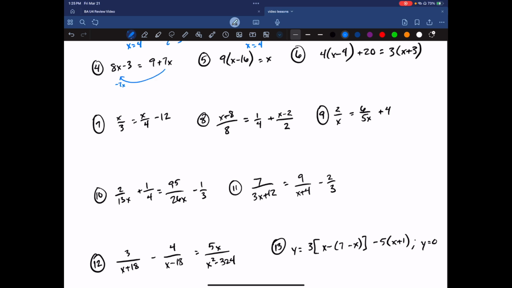So it's going to be -7x. Okay, so that's going to get rid of that. And that's going to be x minus 3 equals 9. Move that. x equals 12.